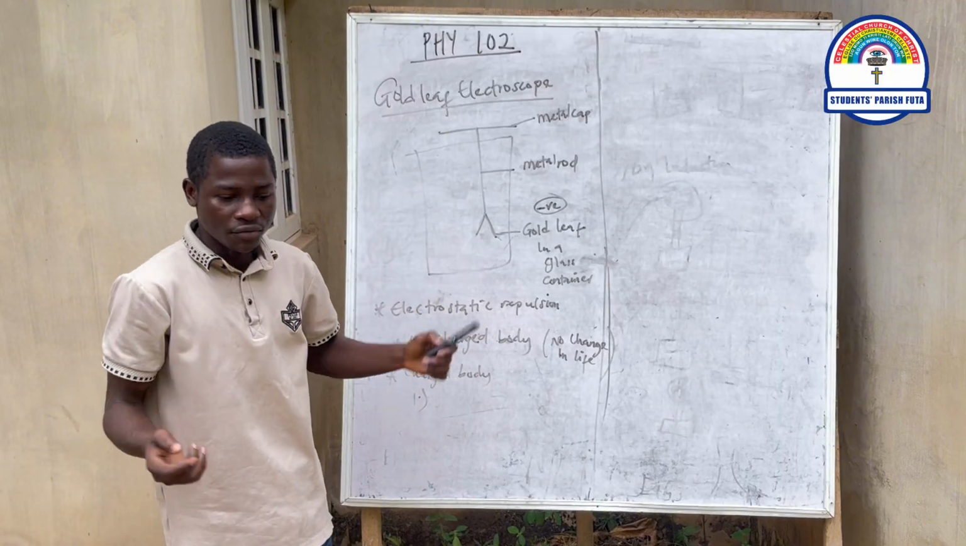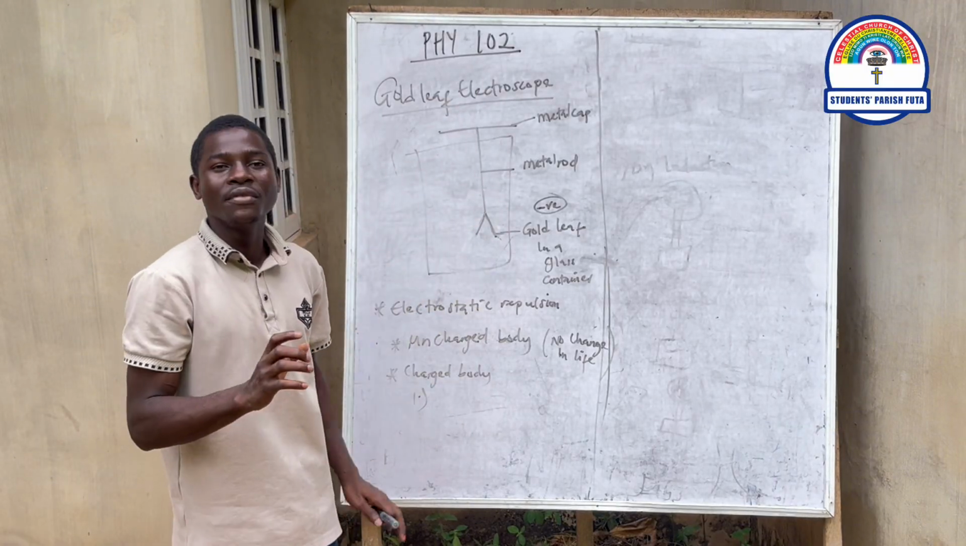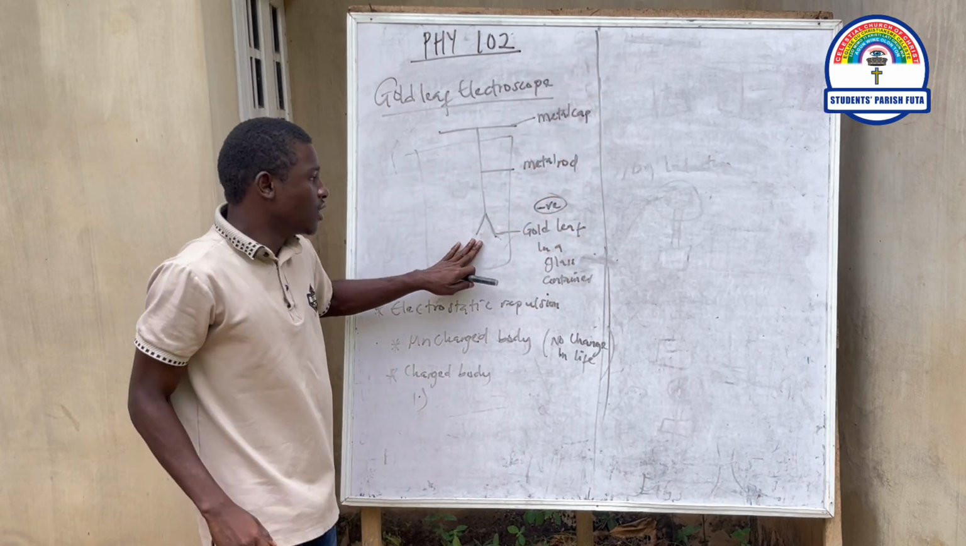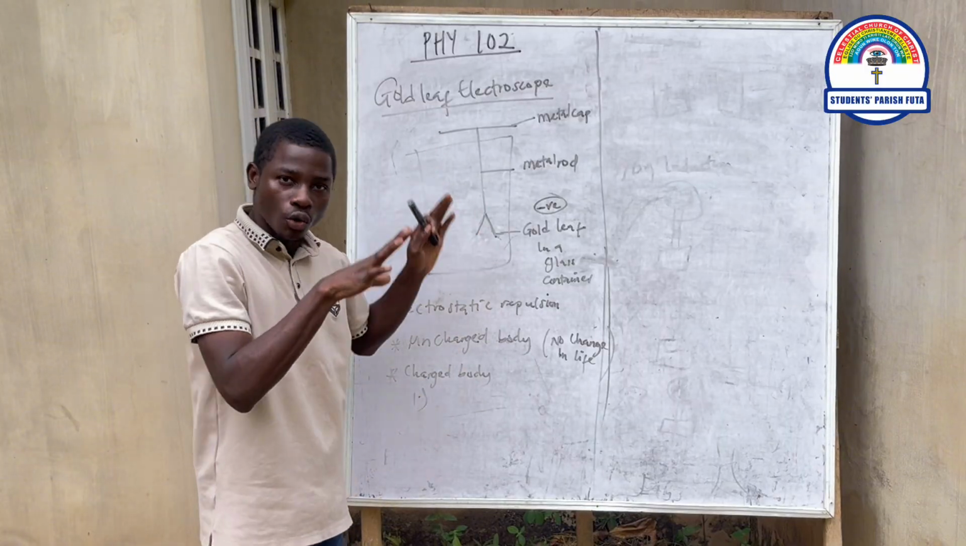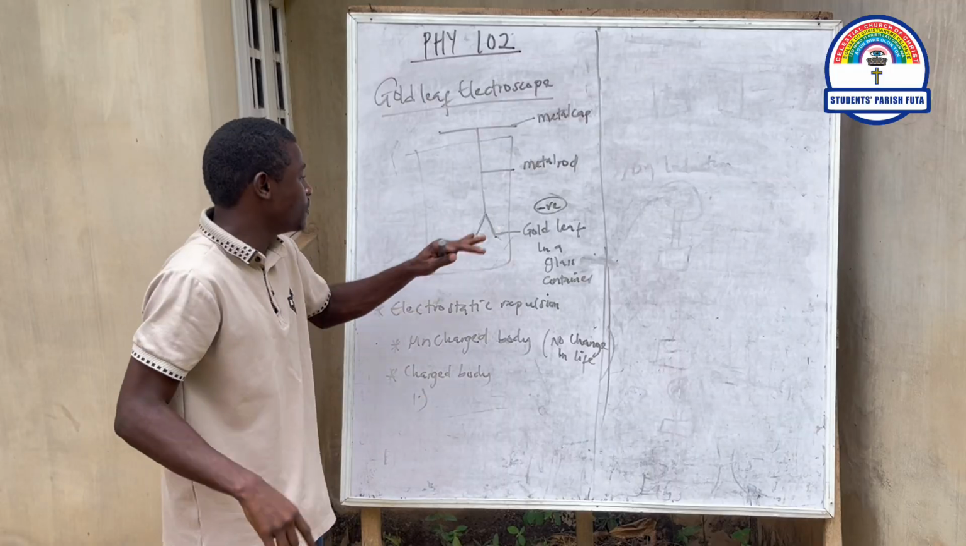You first charge the gold leaf. You might bring a negative body, put it on this to charge the gold leaf. So now the gold leaf is negative. Take the negative body away. You already know that this gold leaf is negative now. So it means you must know the charge on your gold leaf. Do you understand? So you can purposely charge it to whatever you want, either positive or negative first.